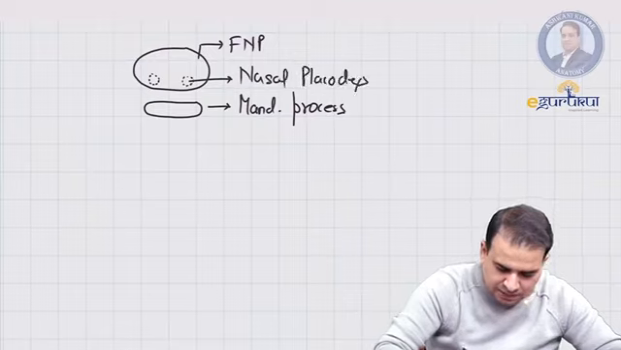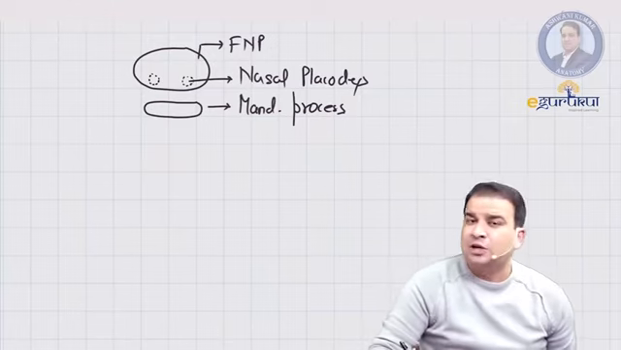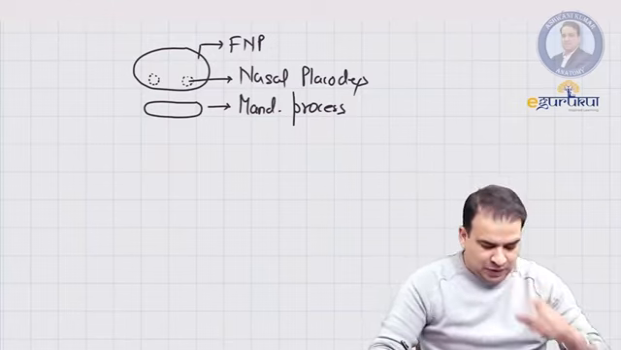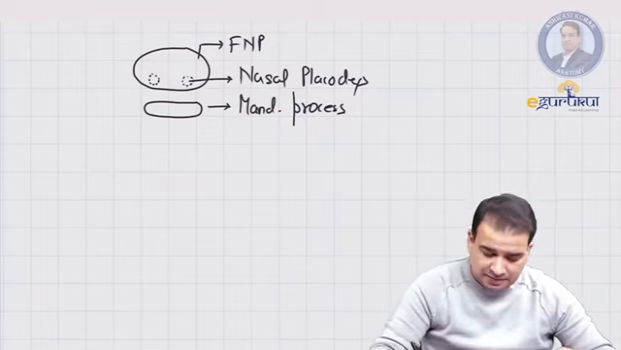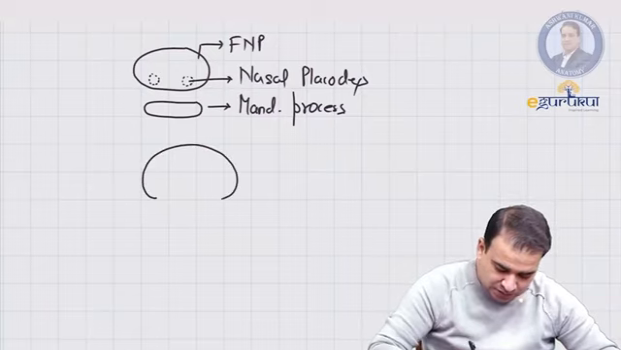These are the nasal placodes. These are the ectodermal elevations that you will see on the surface. That is called a nasal placode. Eventually these nasal placodes will form a pit inside, and that will be called a nasal pit. So this is the frontonasal process, and there will be these nasal pits. Initially they are far apart from each other.